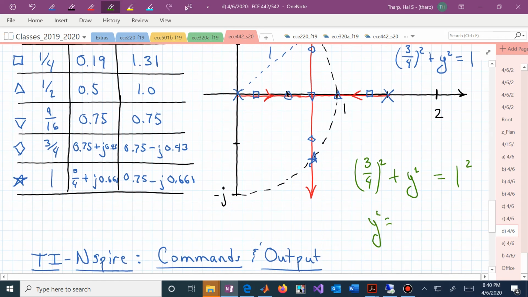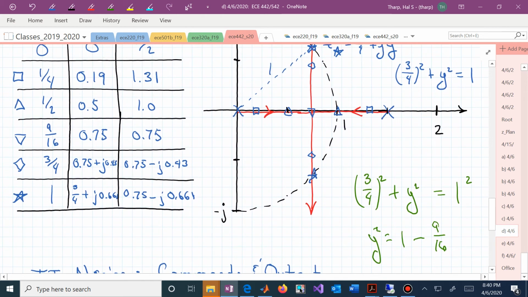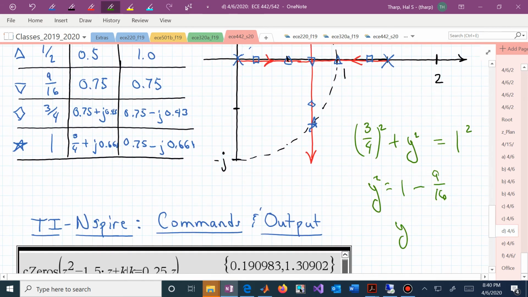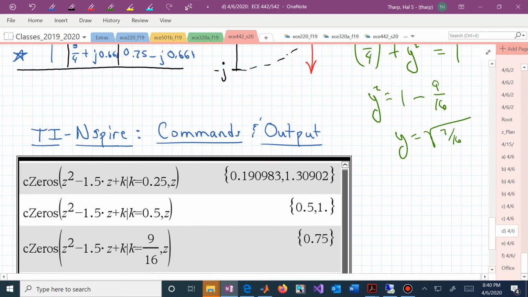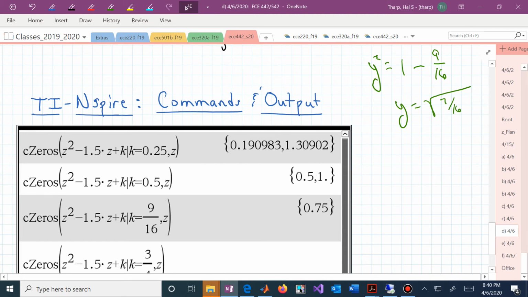For y squared to begin with, we have 1 minus 9/16. And as we then find, y is the square root of 7/16, or the square root of 7 over 4. And that should give rise to this plus or minus 0.661. We could have done that even with a calculator.